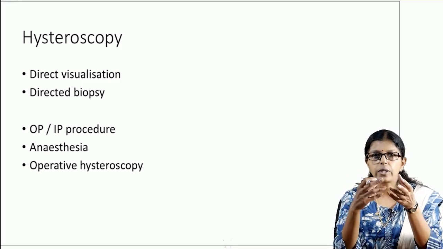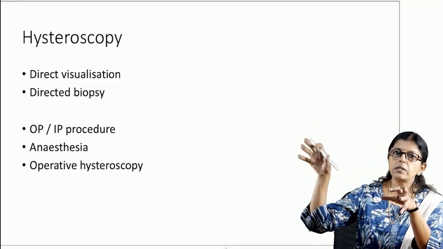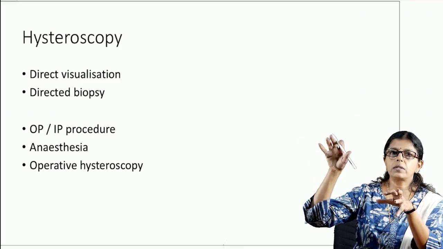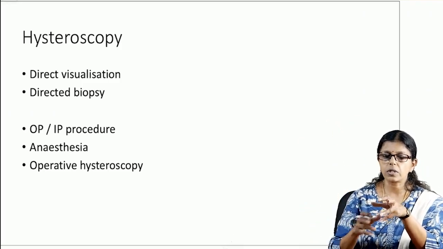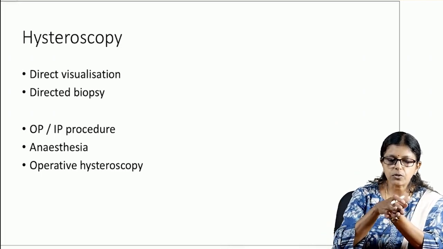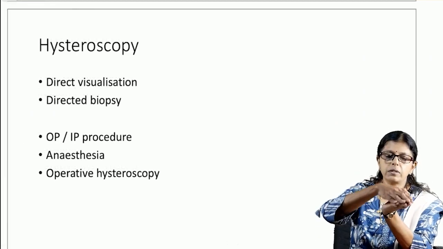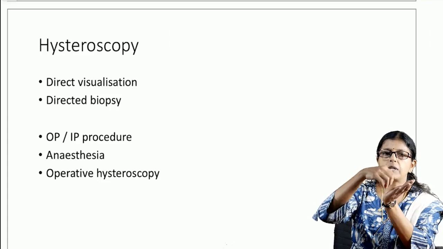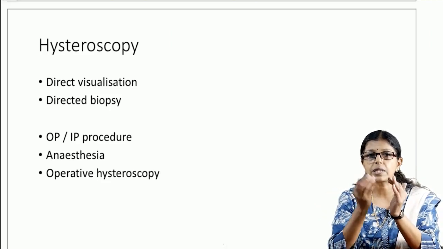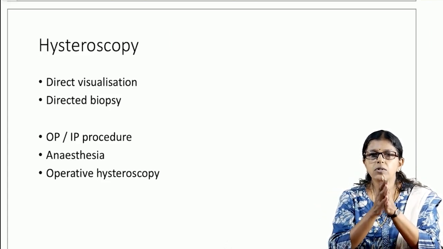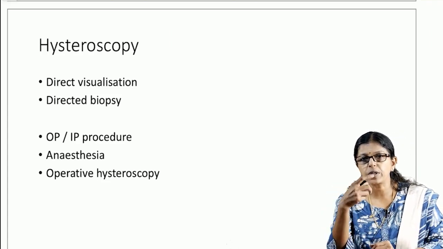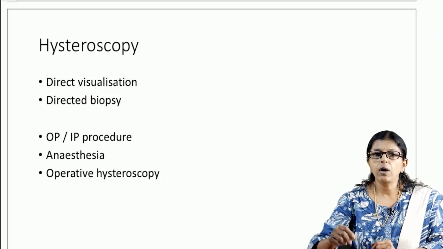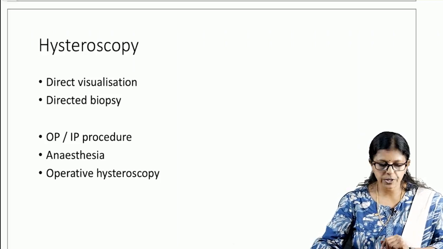We flush fluid. Okay, so we have a system where we connect a fluid, either a colloid or a crystalloid. Sometimes we use glycine, or we can just use normal saline, which is introduced into the cavity. The walls of the endometrium are distended, and you can see the endometrial cavity, you can see the polyp. And not only that, it's not just visualization, it is also therapeutic, because you can use your operative instruments to either remove that polyp or to take a biopsy from any suspicious area.